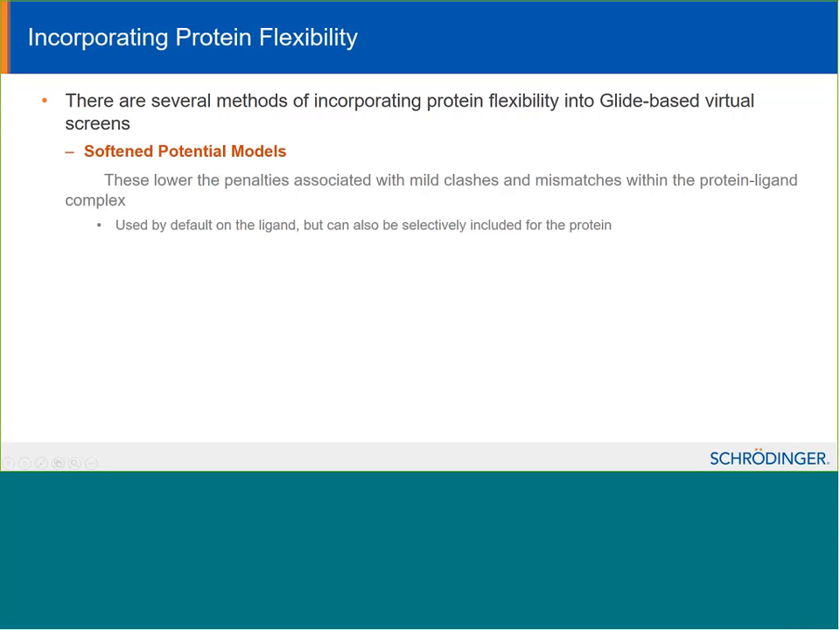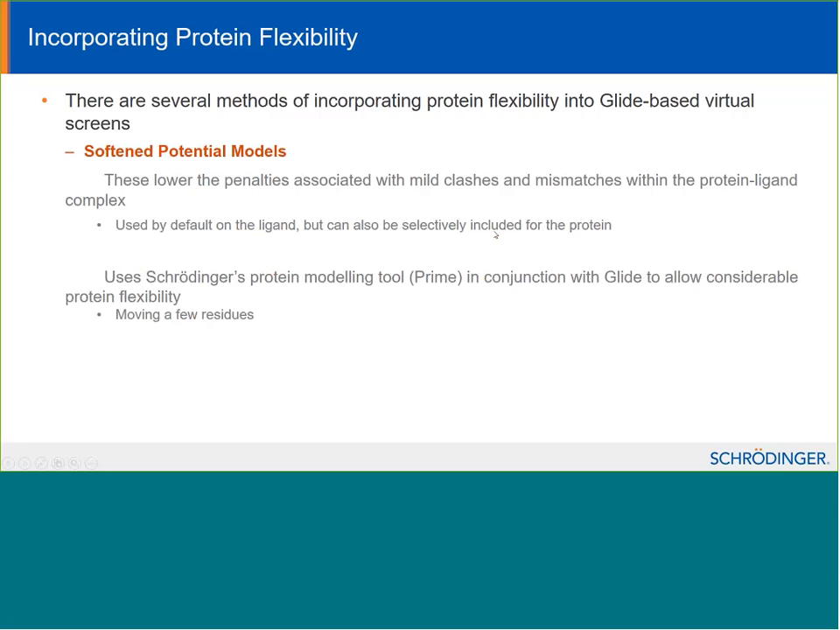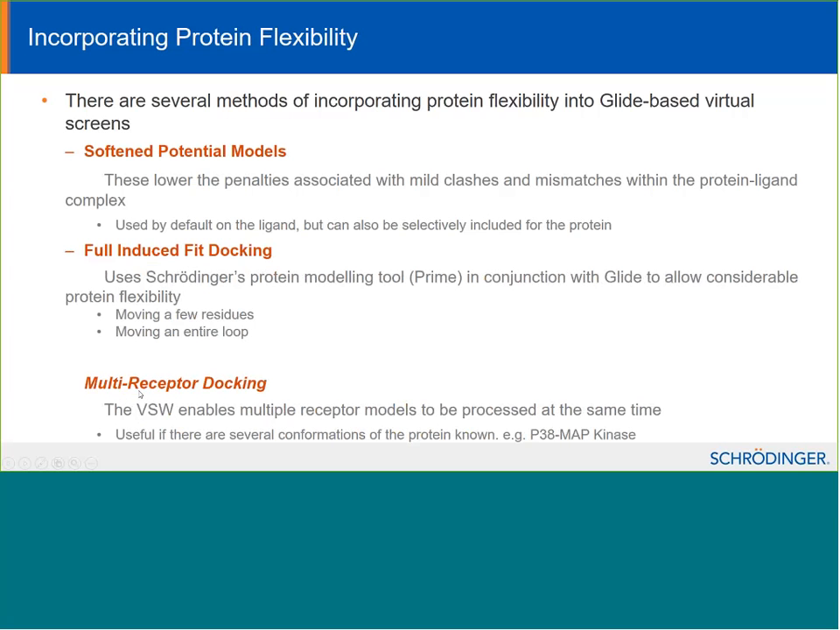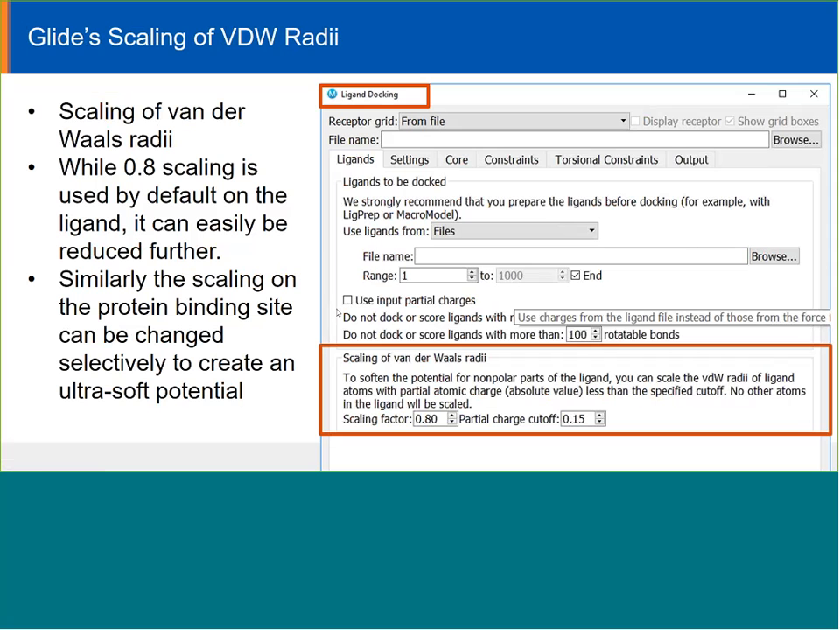Those softened potentials can be applied on the ligand, but also to the protein itself. Now, if you're looking to do a bit more movement, for example key residues, then you'd use the full induced fit docking protocol. And in all approaches, once you've got multiple pictures of your receptor, you can go ahead and use the multiple virtual screening workflow to dock into those multiple receptors. P38 MAP kinase is an example of where you'd be doing that. So this is the Glide interface for ligand docking.